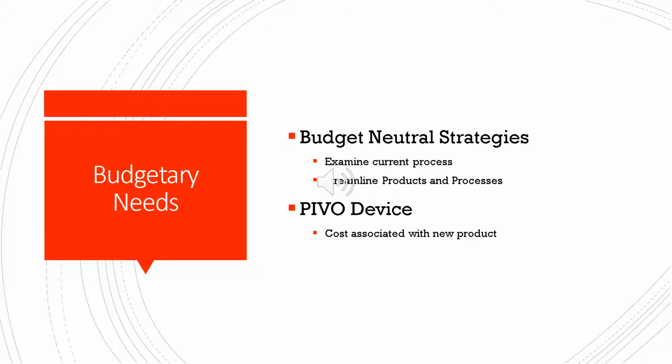In the event that all of those products and processes are streamlined, but there are still hemolyzed specimens that occur, the organization can look into the PIVO device, which is something we talked about in the literature review earlier in the presentation, and that there would be costs associated with this new product.